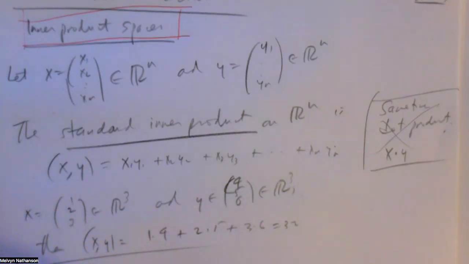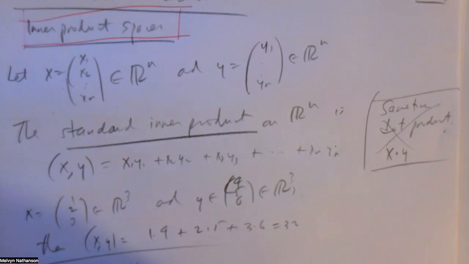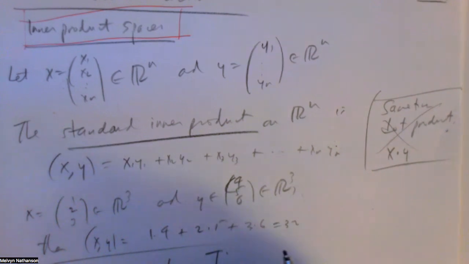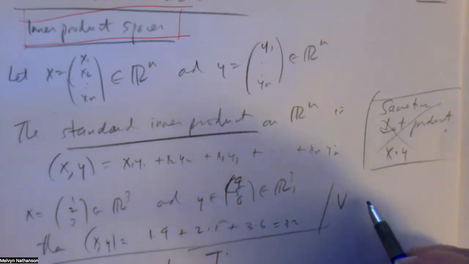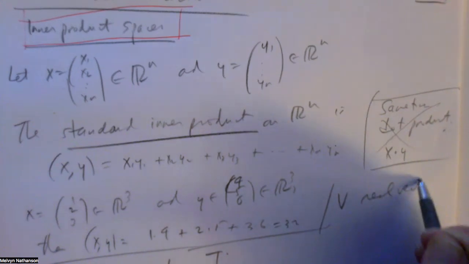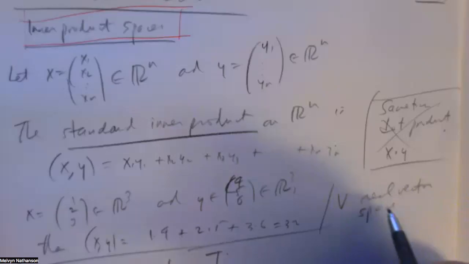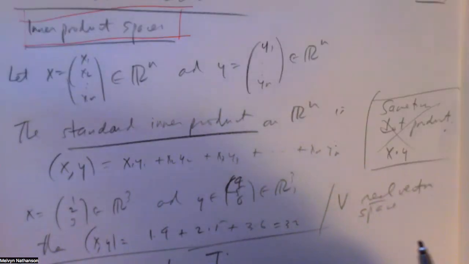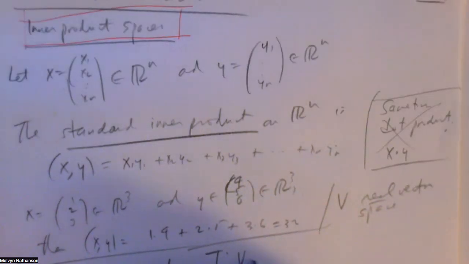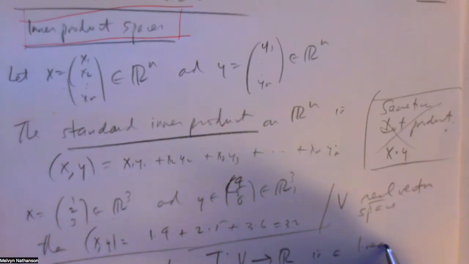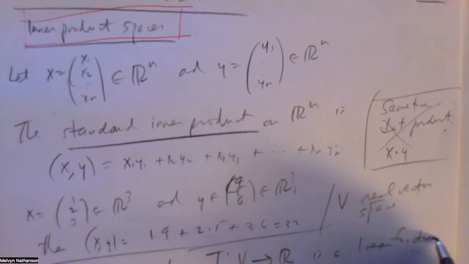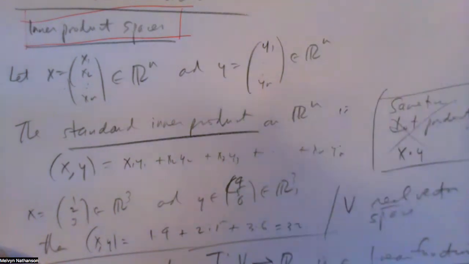In general, if you have a linear transformation T, suppose that V is a real vector space. That is a vector space over the real numbers, not necessarily Rn. A linear transformation T from V to R is called a linear functional.